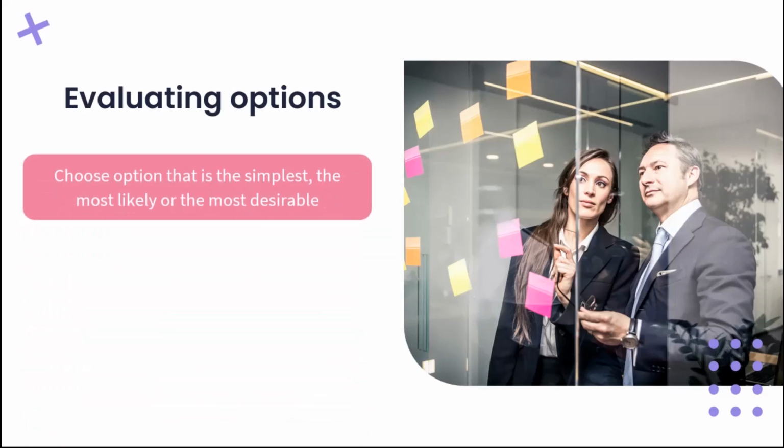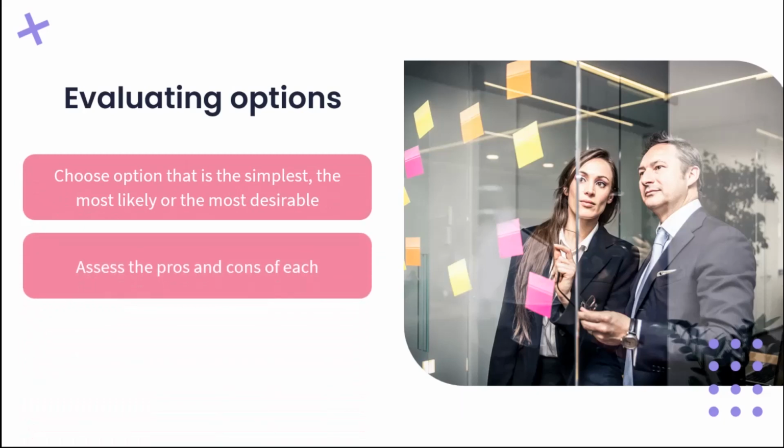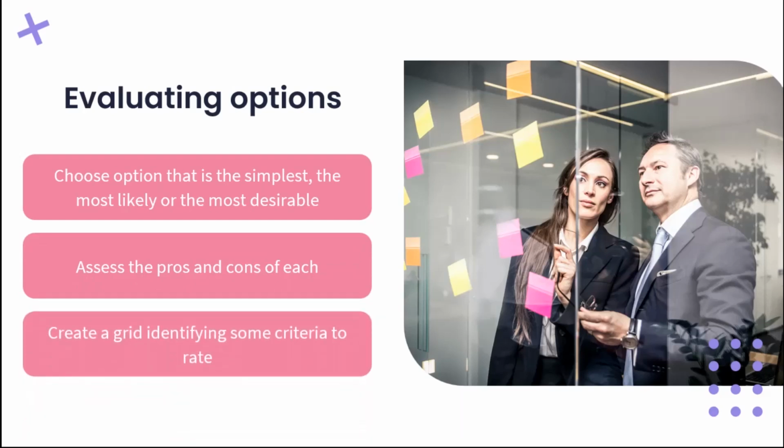First up, sometimes this can be done by asking the coachee which option is the simplest to implement, or the most likely to result in a positive outcome, or the most desirable. At other times, it may be more helpful to go down the list of options, assessing the pros and cons of each. And then there will also be occasions when a more structured process feels appropriate. In this case, the coachee can create a grid, identifying some criteria to apply to each option, and could then rate each criterion on a scale of 1 to 10.